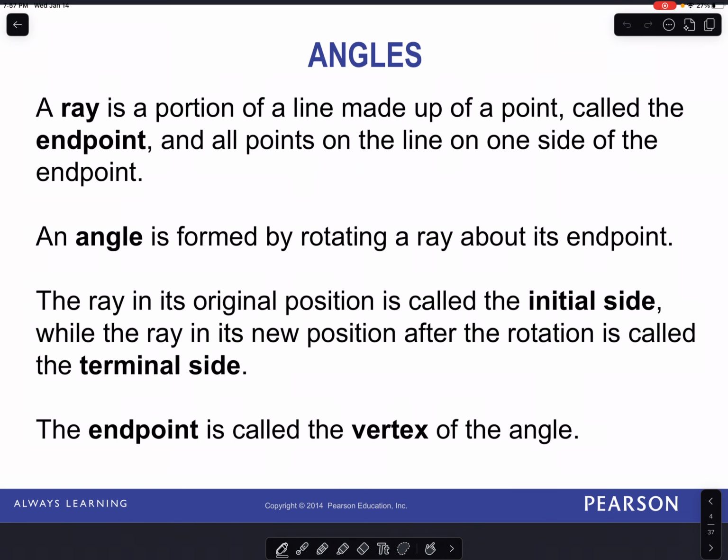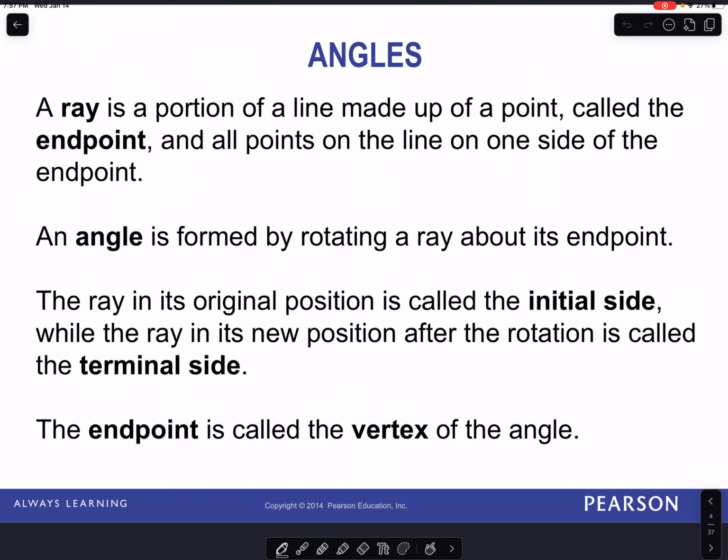So angles. A ray is a portion of a line made up of a point called the endpoint and all points on the line on one side of the endpoint. An angle is formed by rotating a ray about its endpoint. The ray in its original position is called the initial side, while the ray in its new position after the rotation is called the terminal side. The endpoint is called the vertex of the angle.